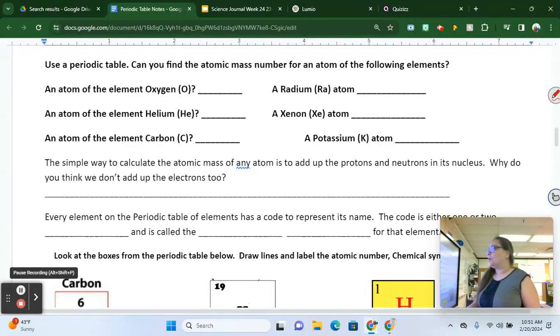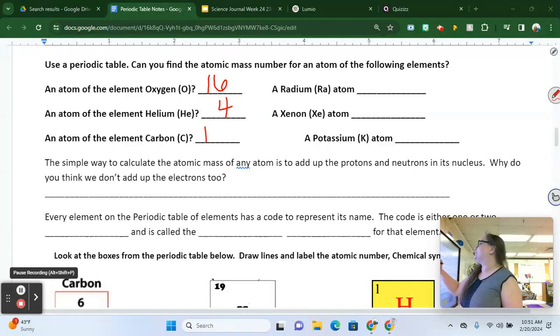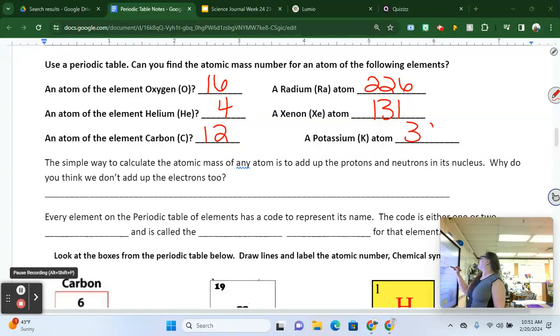Here we go. So oxygen, we're going to round it to the nearest whole number. Oxygen actually already says 16 on the chart I'm using, so we're going to use that. Helium is 4. Carbon is 12.01, so we're going to round that down to 12. Radium is 226.03, so we're going to do 226. Xenon is 131.29, so we're going to do 131. And potassium is 39.10, so 39. Did you get them all right?